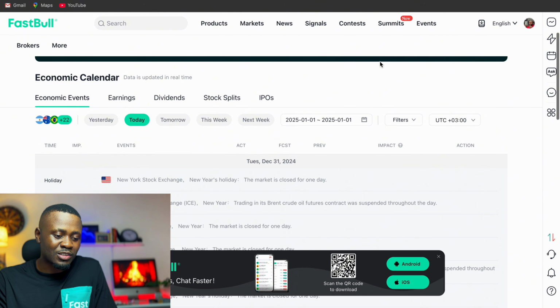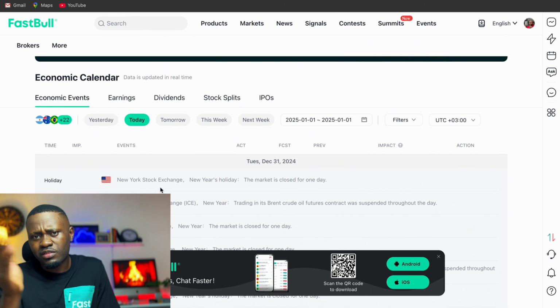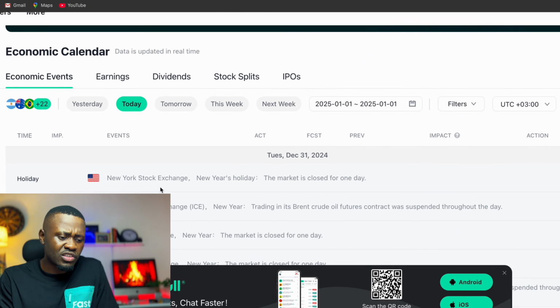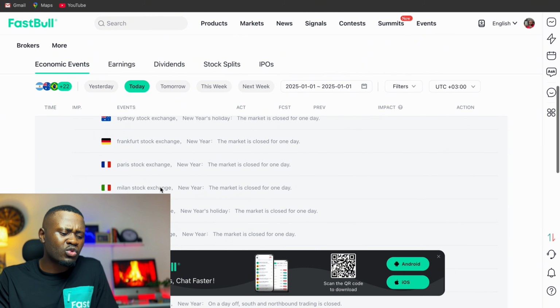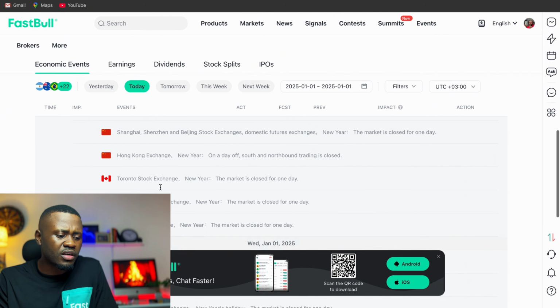Look at this, guys. So today we don't have any major things. The New York stock market, as you can see, is closed because today is a holiday. Obviously, it's New Year's Day, as you can see. So today we don't have really any major news events in the market.